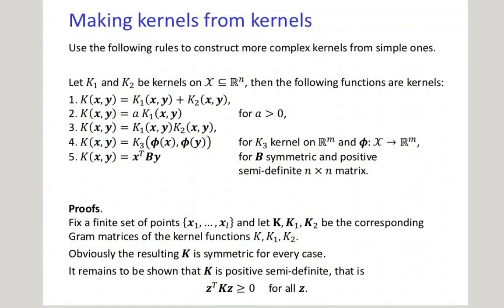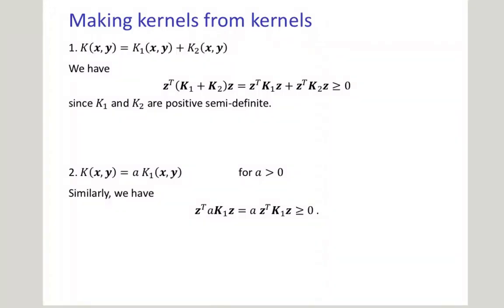However, it might be very difficult to prove that a function satisfies the property of positive semi-definiteness. Therefore, one usually does not prove that a function is a kernel directly, but uses rules to build a more complex kernel from functions that are already known to be kernels. Rule 1 and Rule 2 are very easy. Rule 1 is because the sum of two positive numbers is still positive. And Rule 2 is because the product of two positive numbers is also still positive.